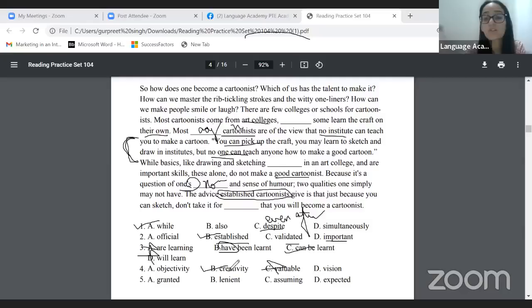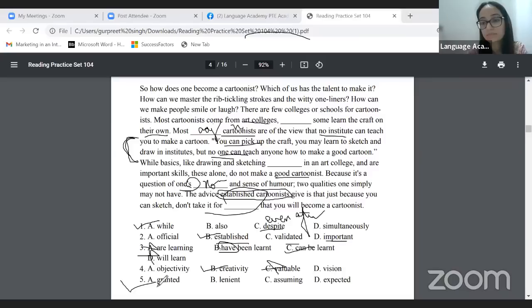Obviously, it is art. So the first thing we need is creativity. No art can be done without creativity. Two qualities one simply may not have. The advice established cartoonists give is that just because you can sketch, don't take it for dash that you will become a cartoonist. So for granted is a very common collocation that we use.